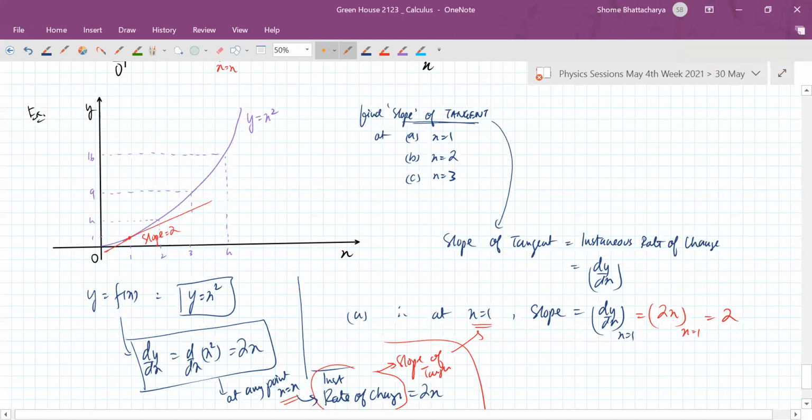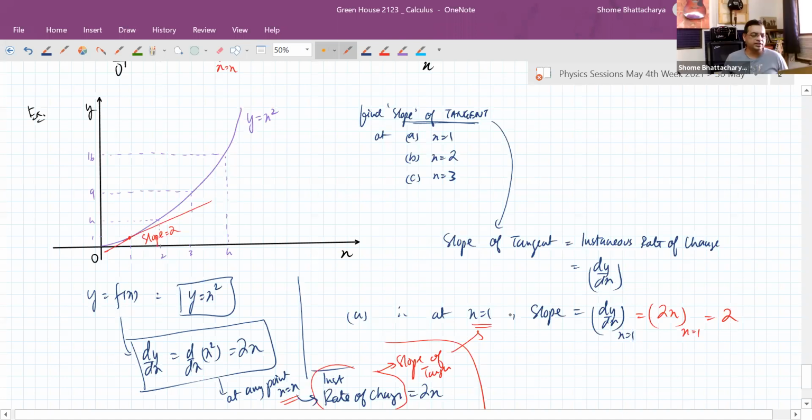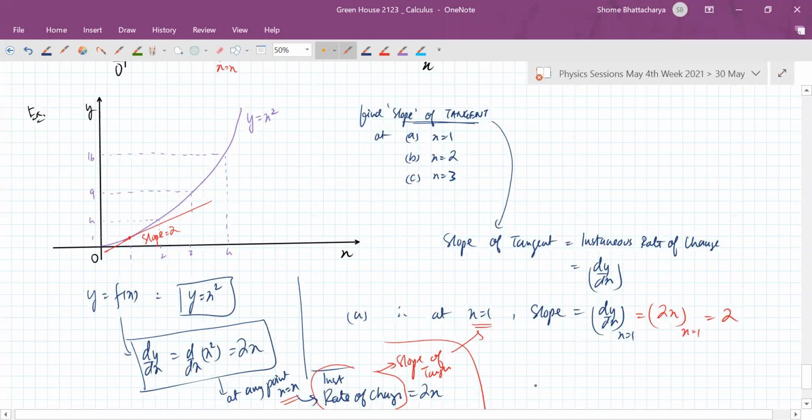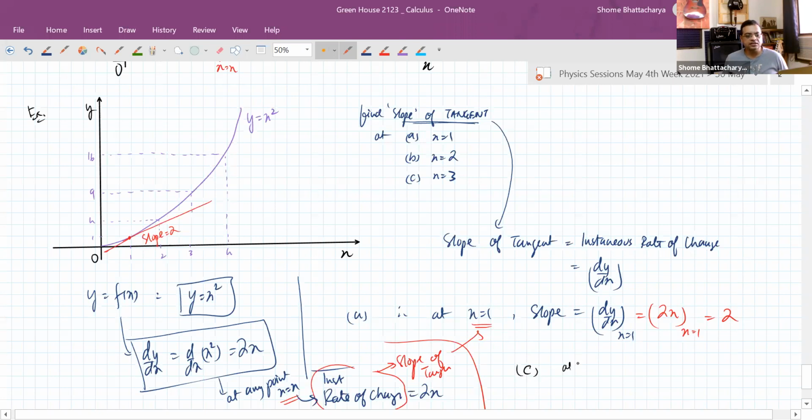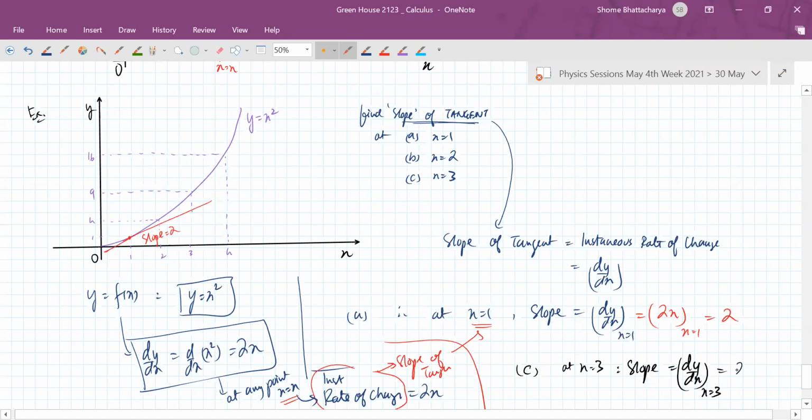Oh, okay. So now if I say that point is x equal to 1, on that point on the graph, what is the instantaneous rate of change? It will be 2 times the x coordinate. So that is 2 times 1, so that will be 2. Okay, got it. But for example, if I come to the C part directly now, at x equal to 3, what will be the slope of the tangent? It will be the value of dy by dx, but specifically at x equal to 3. So it should be 6.